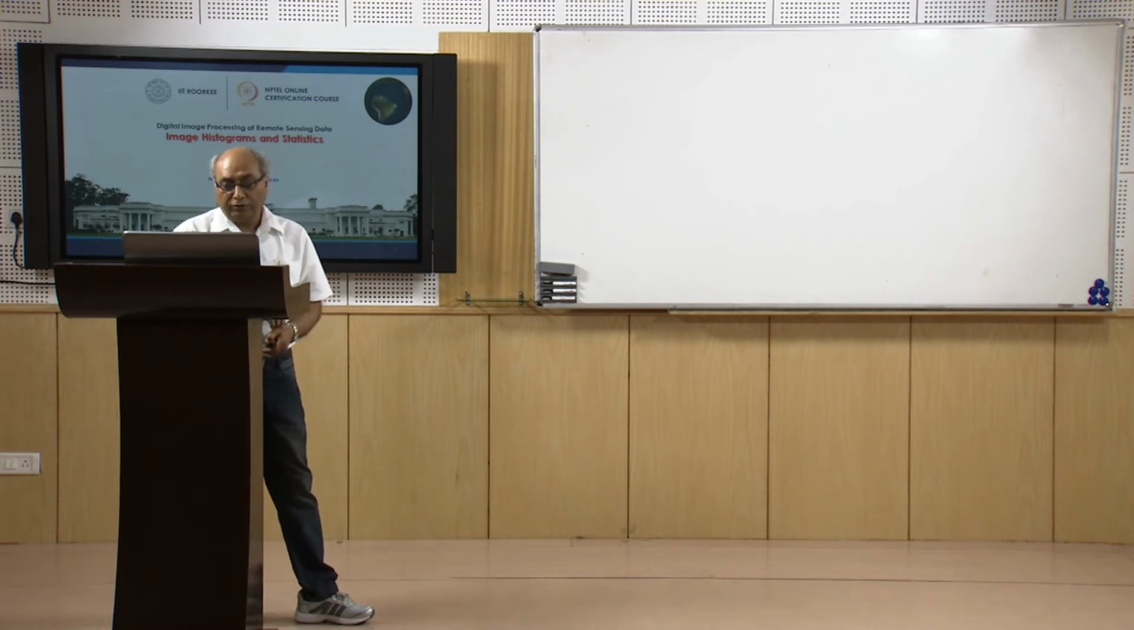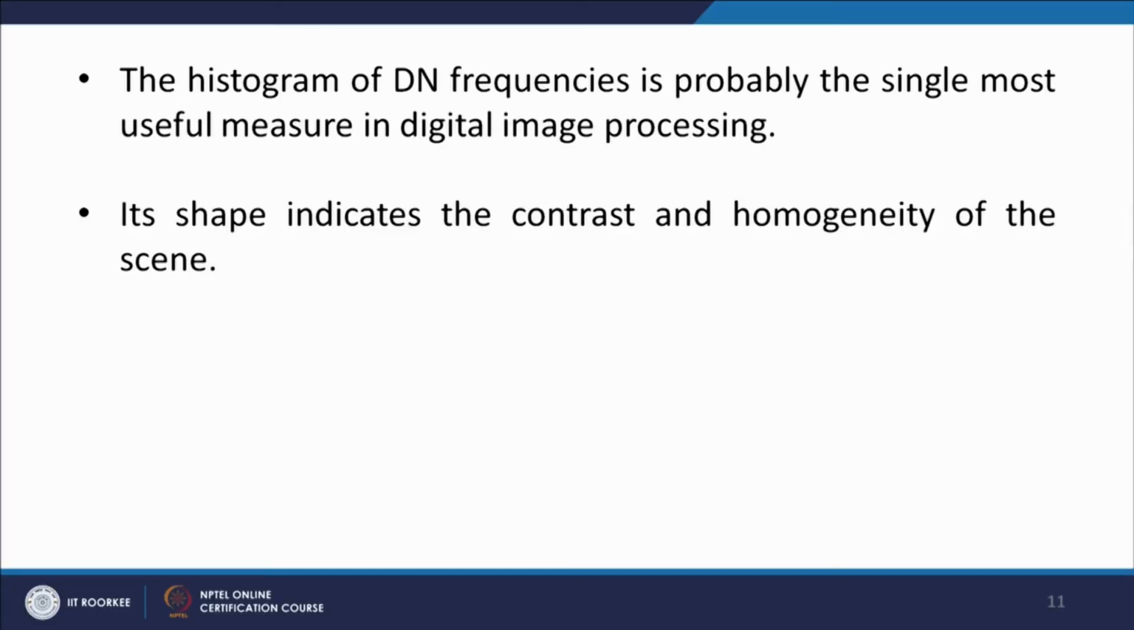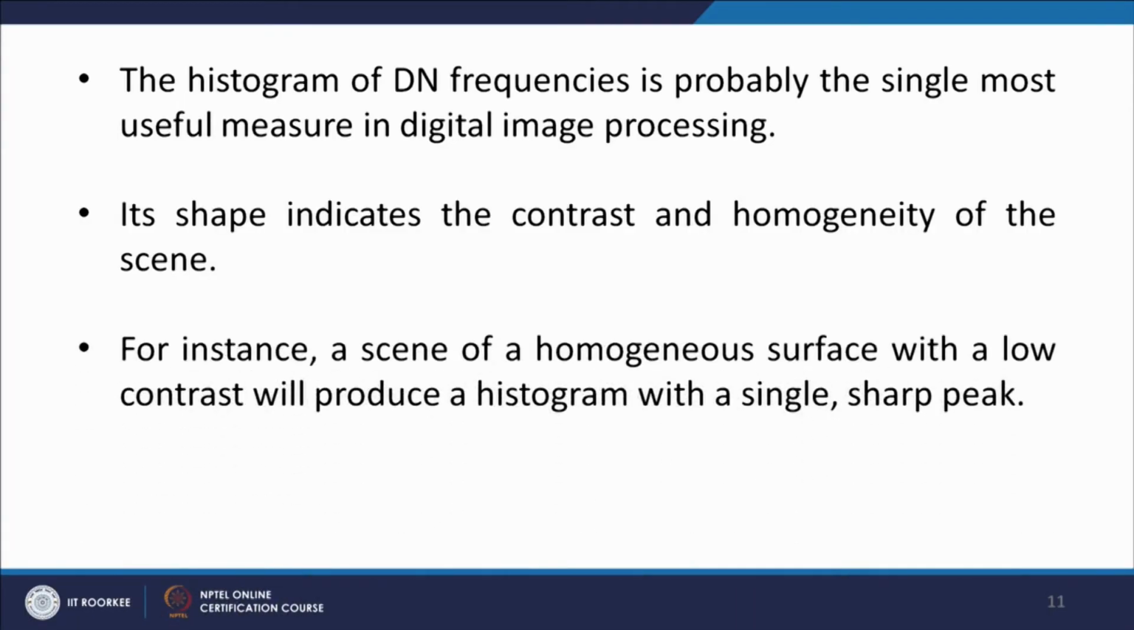So the histogram of DN frequency is probably the most useful measure in digital image processing, and its shape indicates the contrast and homogeneity of the scene. For instance, a scene of a homogeneous surface with low contrast will produce a histogram with a single sharp peak.